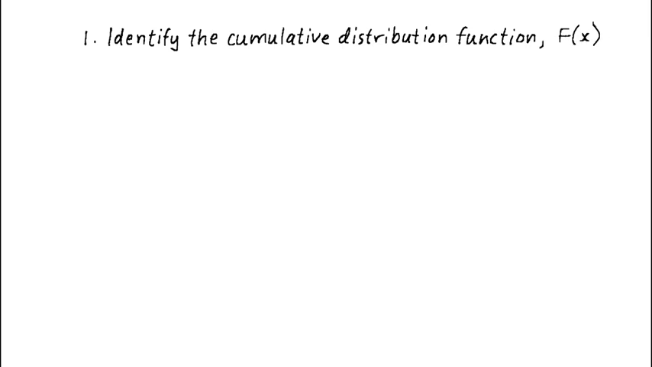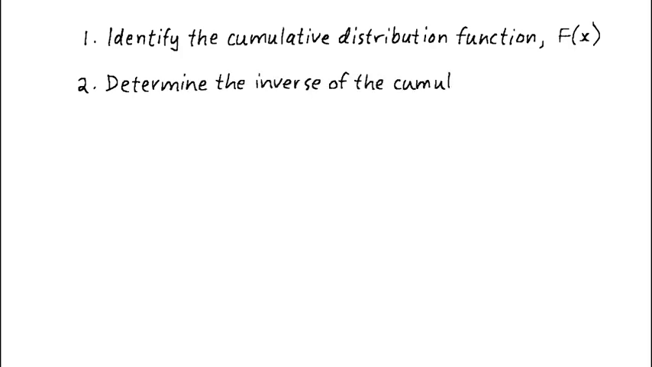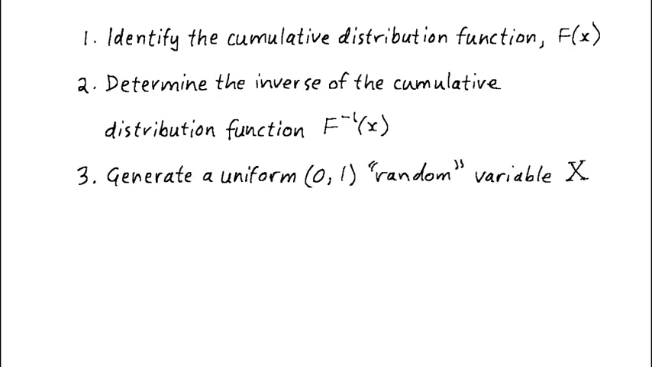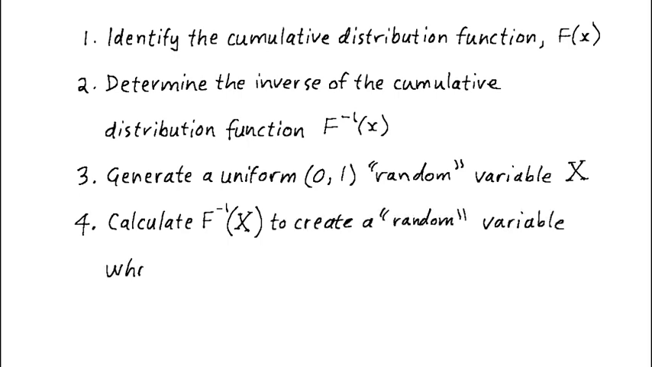Here are those steps again. Step 1, we identify the cumulative distribution function associated with the new variable we want to model. Step 2, we determine the inverse of the cumulative distribution function. Step 3, we generate a uniform 0,1 random variable, or rather, a number intended to model a uniform 0,1 random variable. Step 4, we pass the number generated in step 3 through the inverse of the cumulative distribution function to get a new number that can be used to model a random variable whose distribution function is the one identified in step 1.